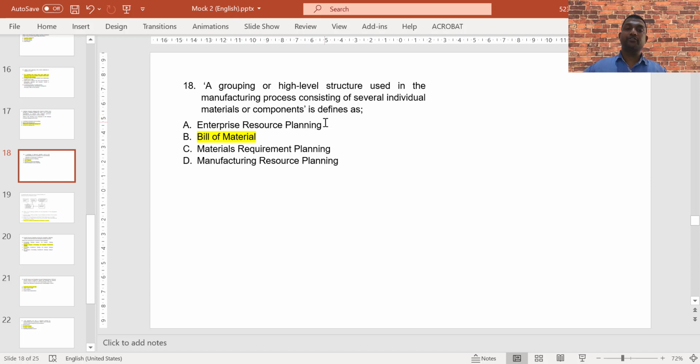And enterprise resource planning is a system which we use in the organization to plan all the resources. Materials requirement planning is again a process that we do. Manufacturing resource planning is also a process. This is the only kind of a structure or the thing that we have which has this kind of arrangement. So bill of material is the answer for this question.